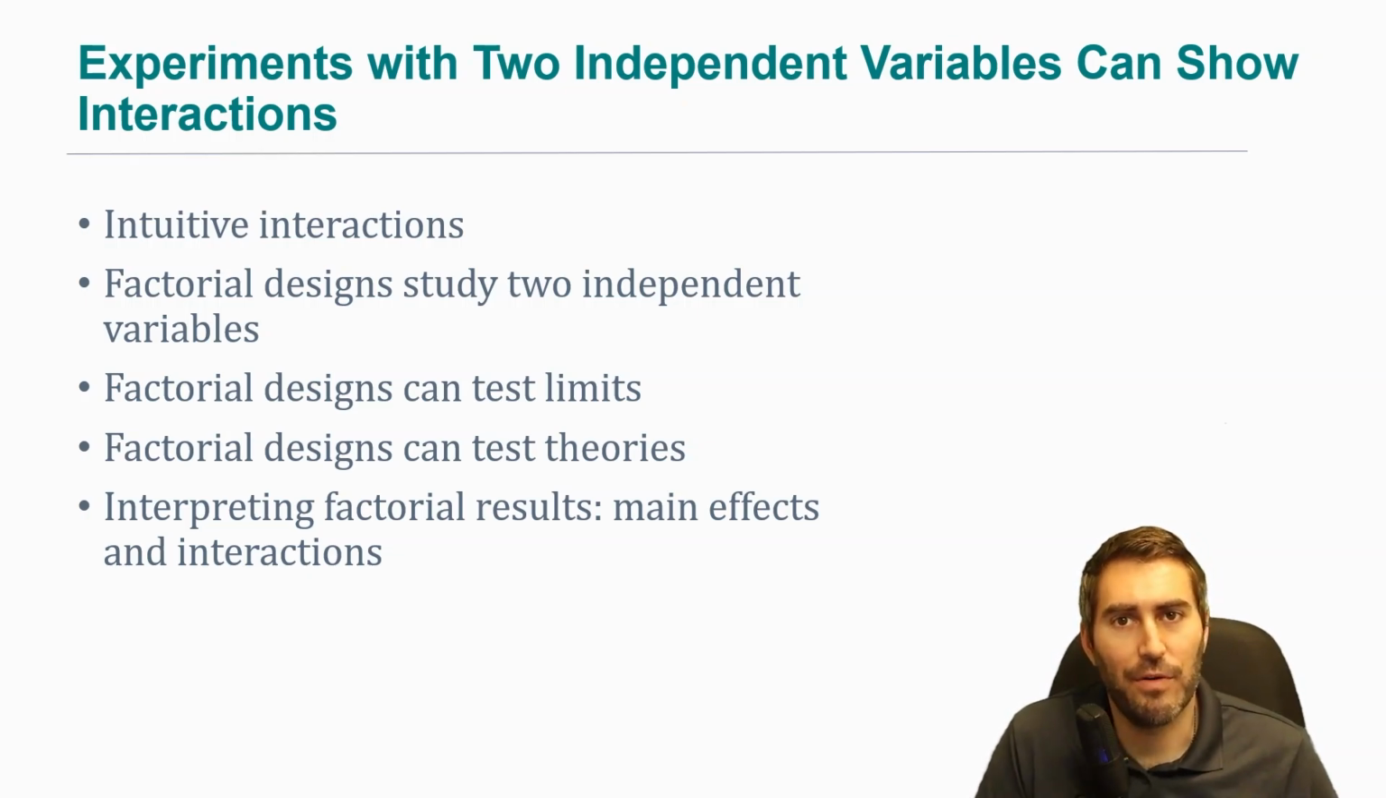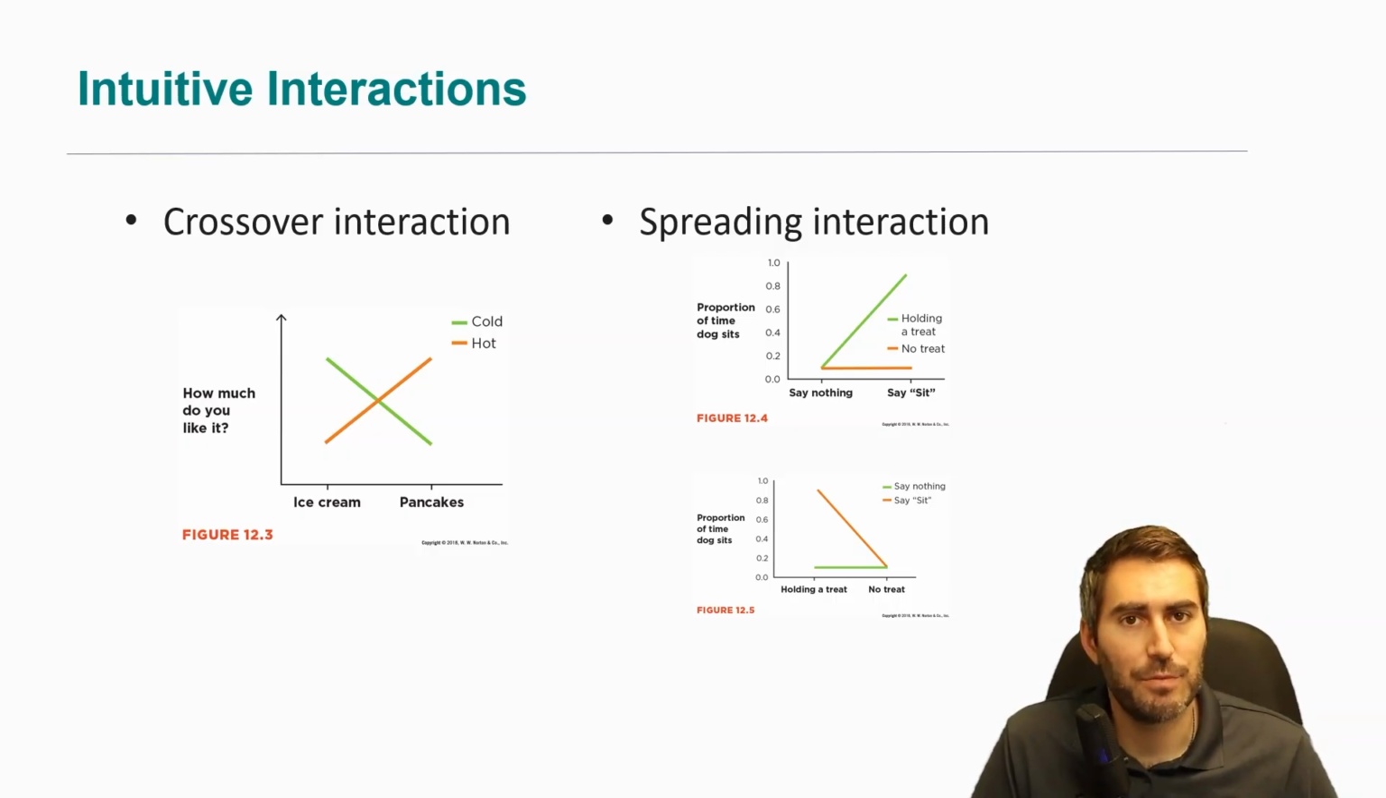Let's now talk more about these interactions and look at some examples of experiments that investigate how two independent variables interact with each other. Here we see some graphs that display results from studies with two independent variables and one dependent variable. The first study, the graph on the left, looks at the two independent variables of type of food, either ice cream or pancakes, and the temperature of the food, hot or cold, and the dependent variable of how much you like that food. You can see here that the graph actually has two lines. This is different from previous graphs we've looked at that only have the one line on them.